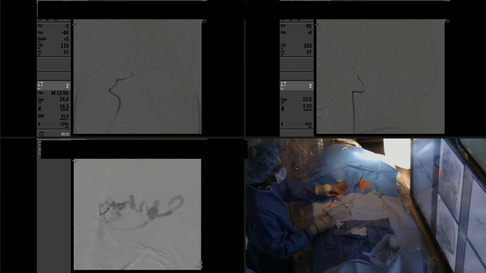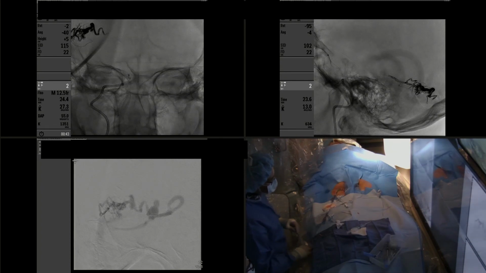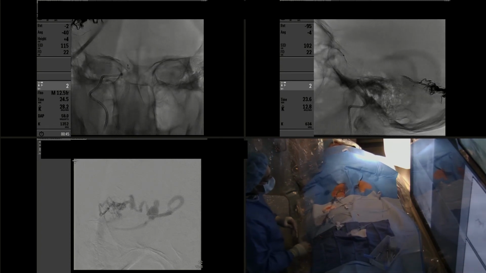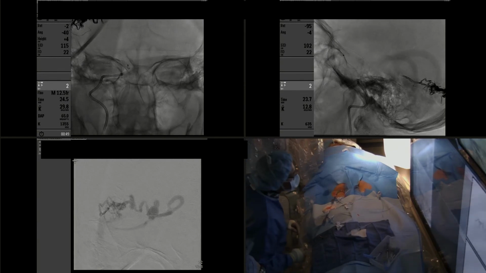Now, to remove the microcatheter, we advance the guide catheter again for more support. We do have the distal access catheter, the DAC, again for support at the time of withdrawing the microcatheter, and with gentle traction for several seconds, we were able to remove the microcatheter without a problem.